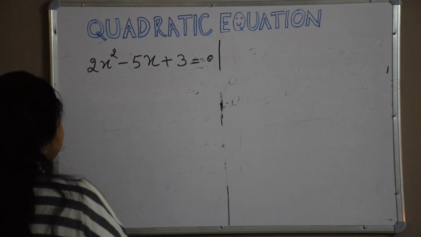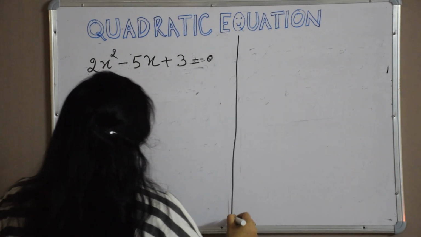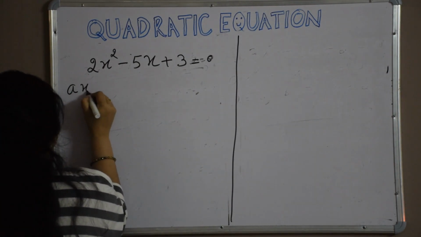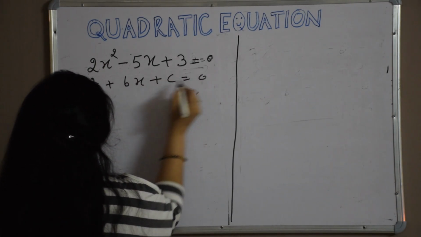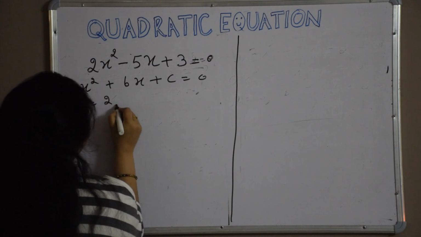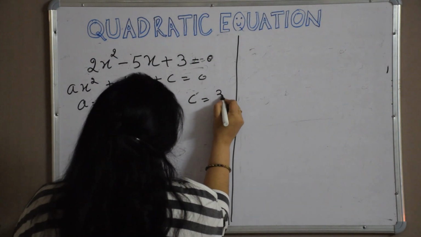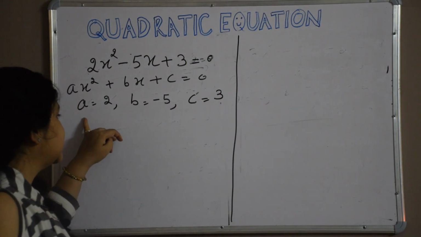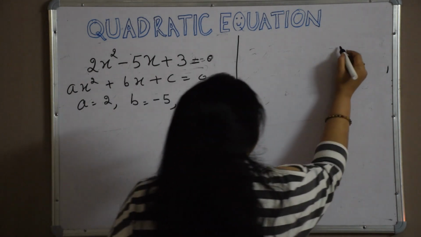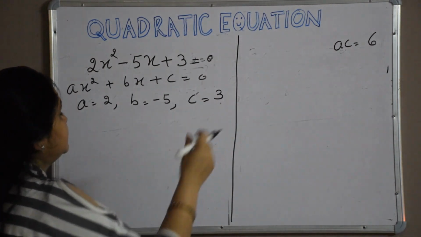First of all we will compare it with ax square plus bx plus c equals to 0. Here we can see that a is equal to 2, b is equal to minus 5 and c is equal to 3. Now what is our next step? Our next step is we have to consider AC. Here AC is equal to 6. 3 2s are 6, AC is 6.